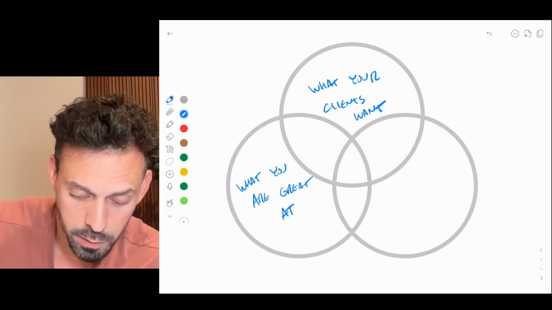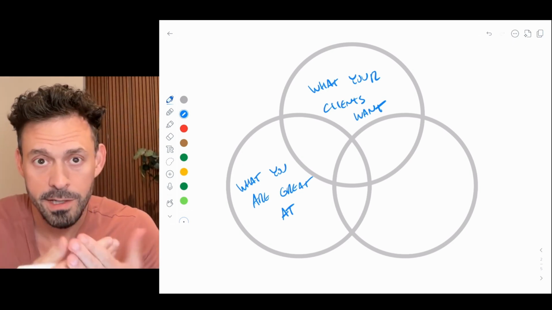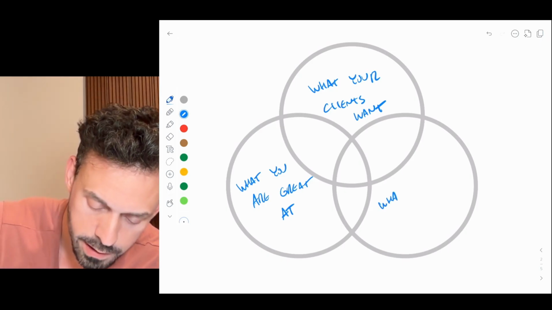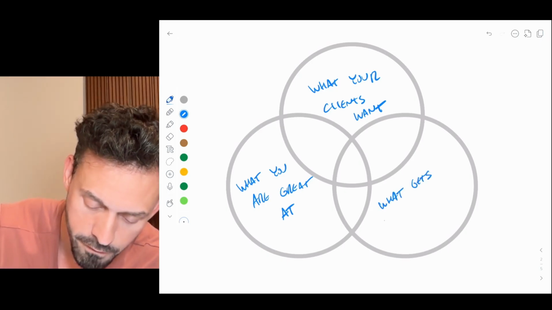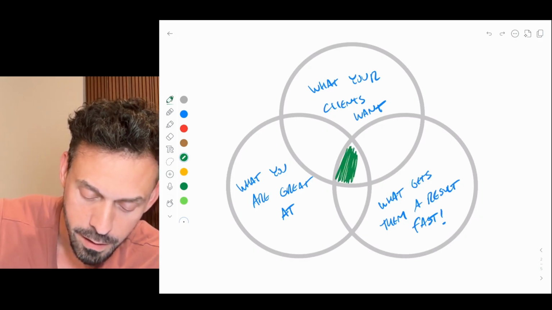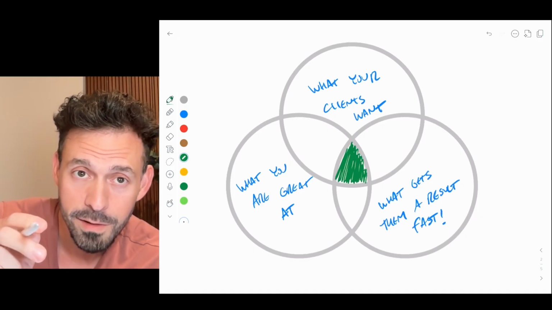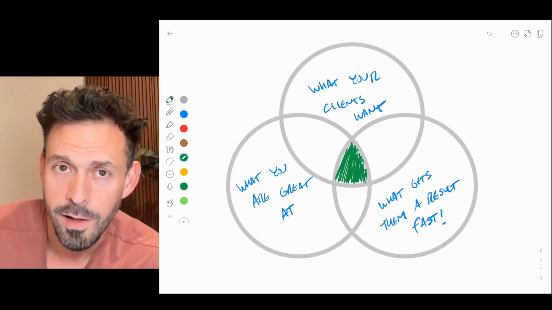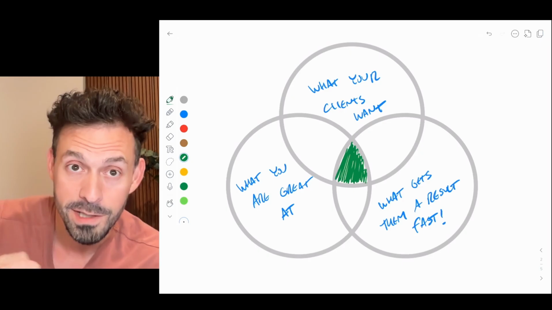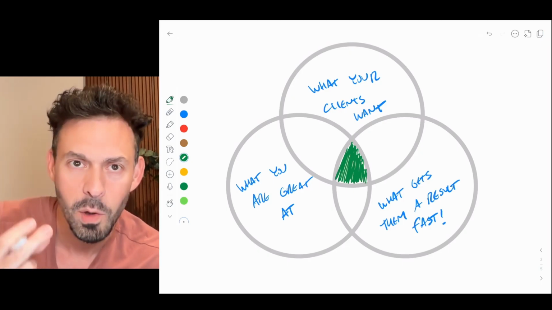And it might be easy to look at these two and think, okay, I'm good at something, they want it, that's the perfect thing. But the third thing that we want to add in here is what gets them a result fast. Now we've got something where if you put all three of these things together, that is an offer that you are going to be good at delivering and enjoy delivering. And then this is going to result in more sales for you in the future because now they're going to know, like, trust you even more because you did something for them that got them a quick win.